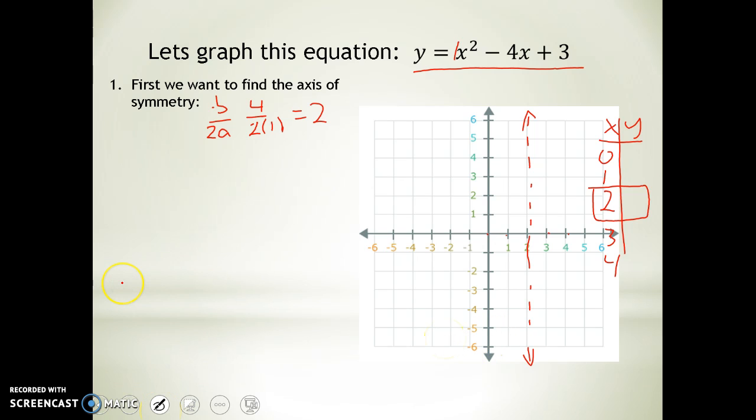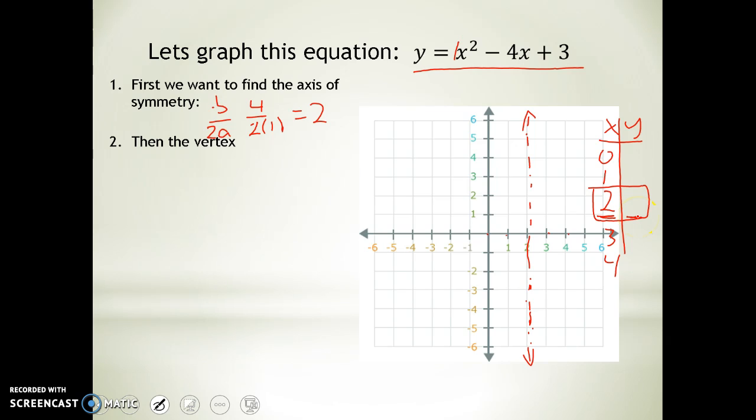So what we want to do then is figure out where on this axis of symmetry is the vertex. I don't know if the vertex is up here around 5 or around 3, or maybe it's down at -2 or -5, but it's somewhere along this line. And so that's the y value. So I simply want to plug the 2 into my equation to figure out what the y value is.